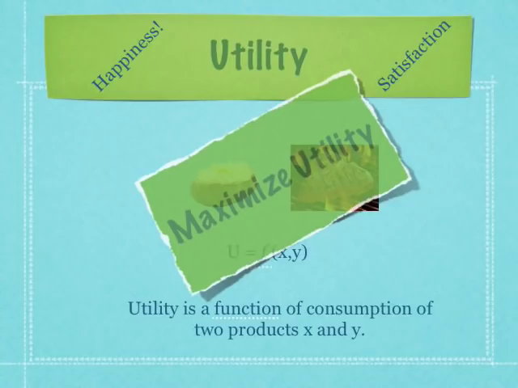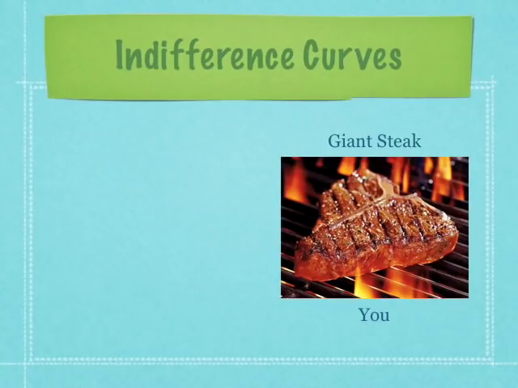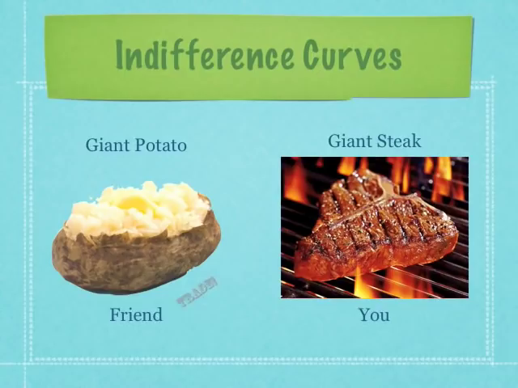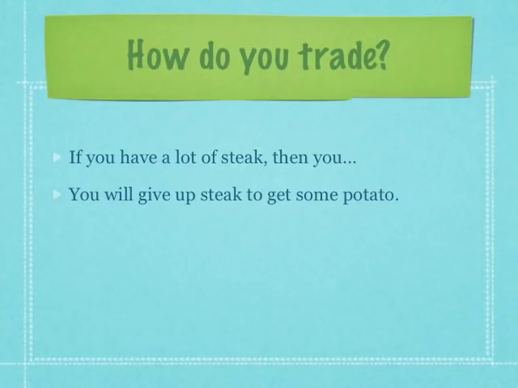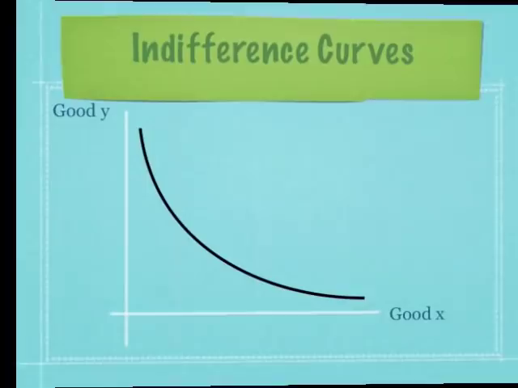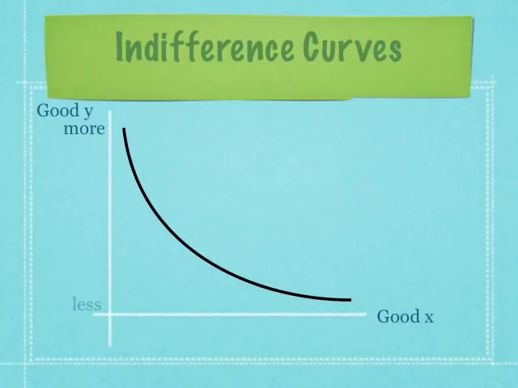So, imagine you have a giant steak. A friend of yours has a giant potato. You're going to trade. How do you trade? If you have a lot of steak, then you will give up steak to get some potato. Just to be clear, this represents more, this represents less, less and more. On the y-axis we have steak, and on the x-axis we have potato.